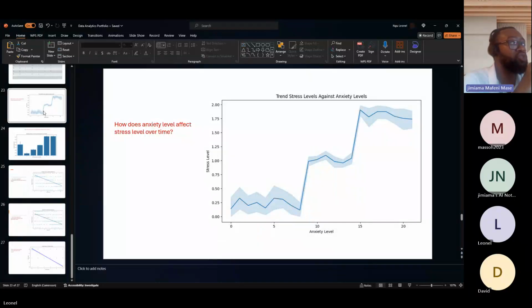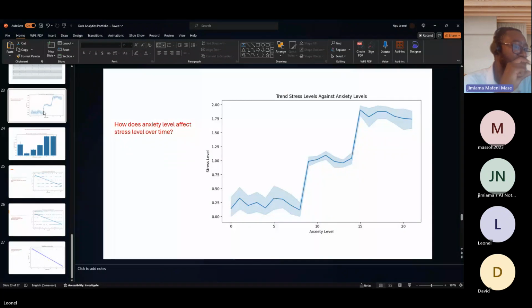So I would actually change my business question to, how does anxiety level affect stress level, right? Or not even affect. I'll just say, what is the relationship between anxiety level and stress level. Then you can use a scatter plot and a regression line. That will be much better, because a line graph, as I said, is mostly used for trend analysis.